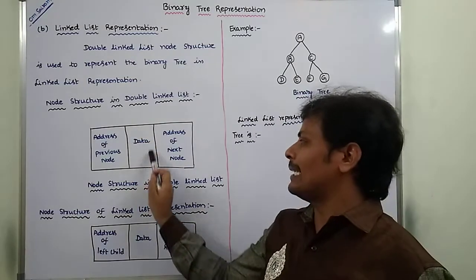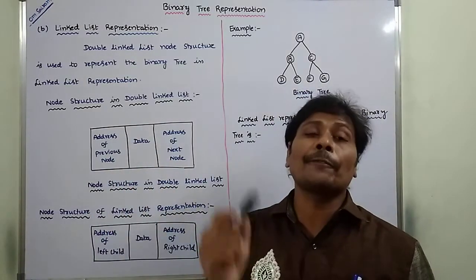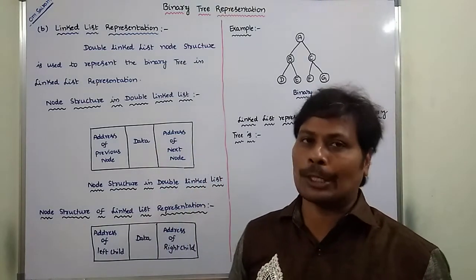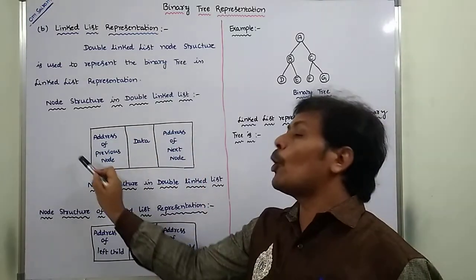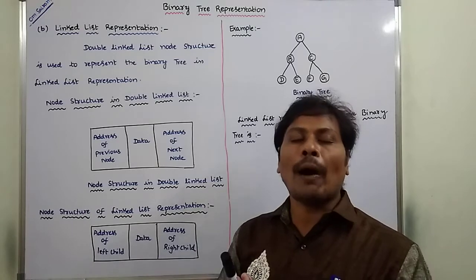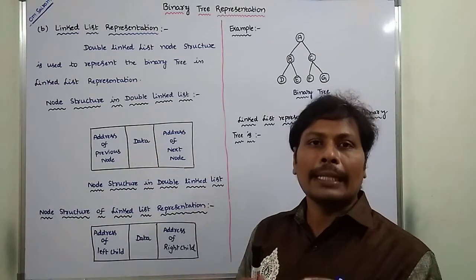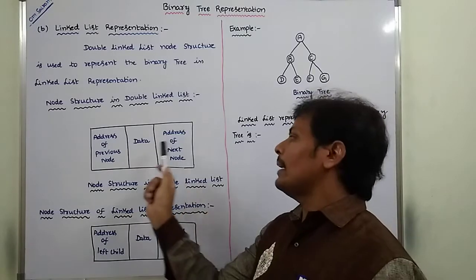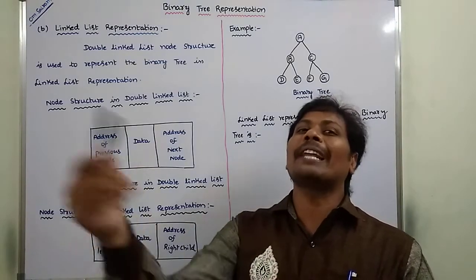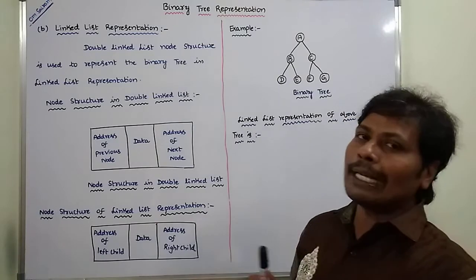First part is a data part, and the next part is the address of the previous node, and this part is the address of the next node. So this is the node structure in double linked list. It contains three parts. The middle part is called the data part. It contains the value, and this part points to the address of the previous node. This pointer means address of the next node.